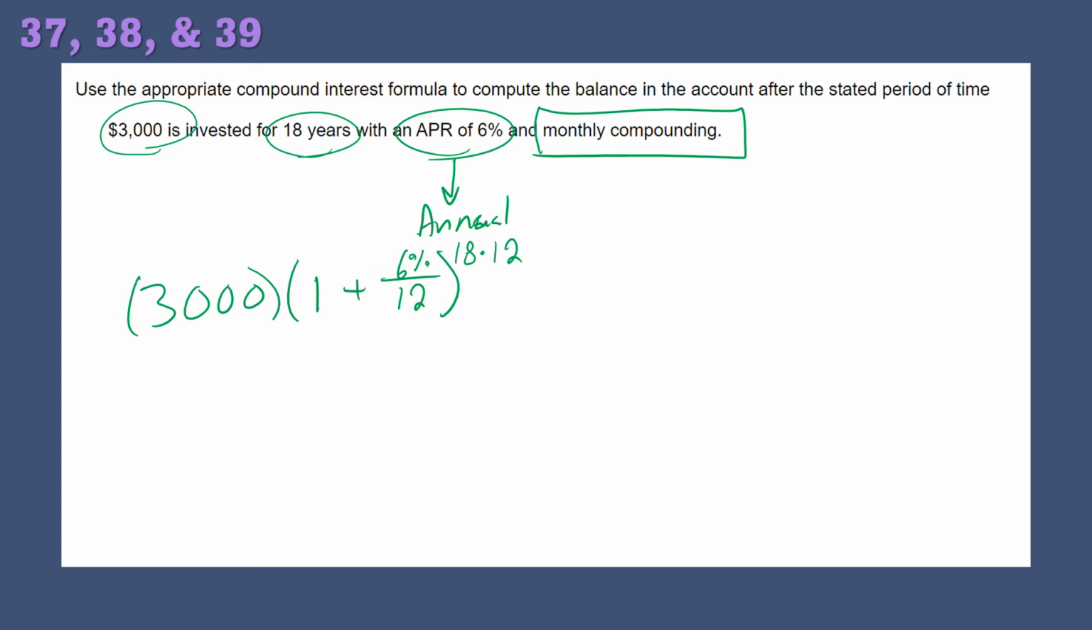12 times. From here, we can clean it up a little bit by saying, well, that's 3,000, and the 6% divided by 12 plus 1 is going to be 1.005 to the 12 times 18. I'm going to try to do that math in my head. Hold on. That may or may not be right. And then that should give me my answer.